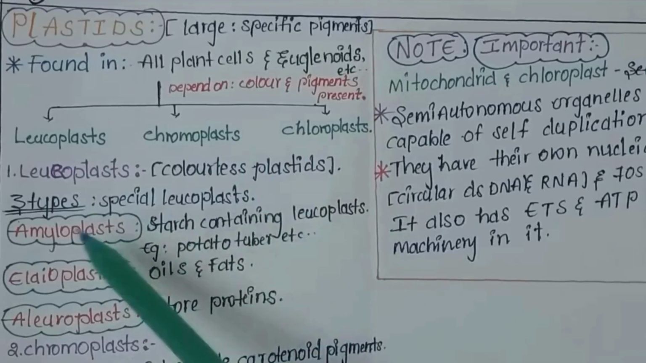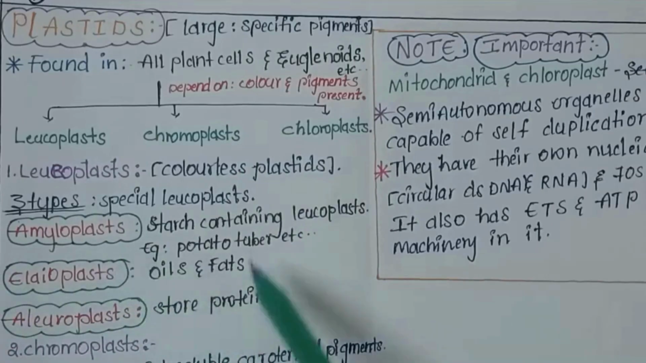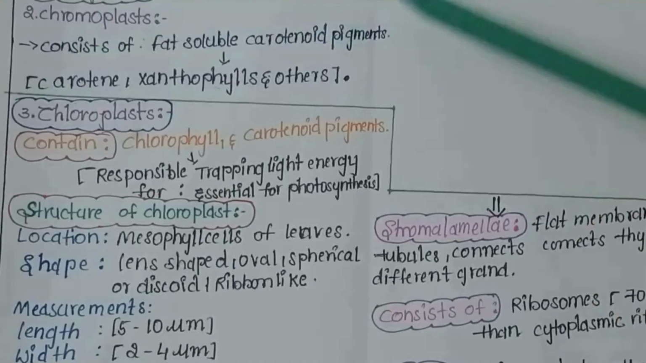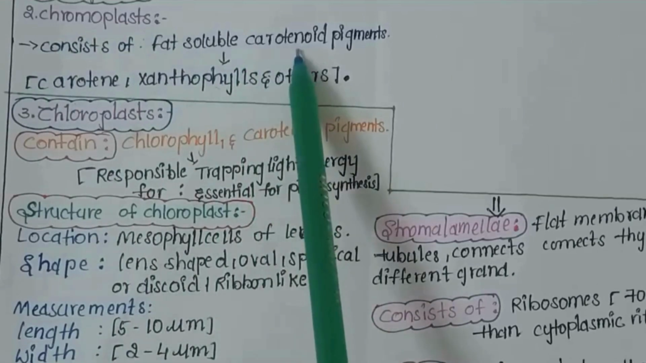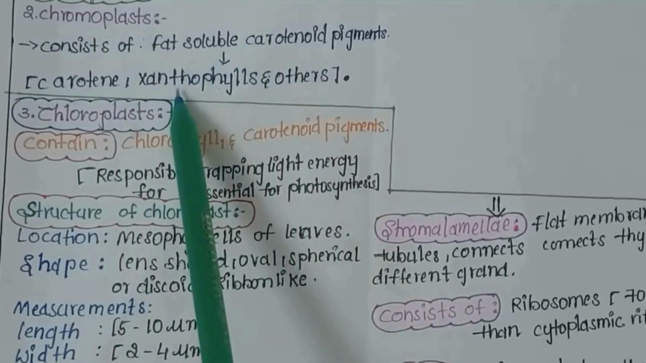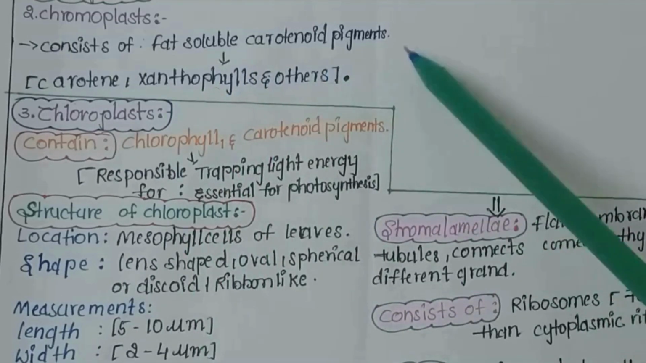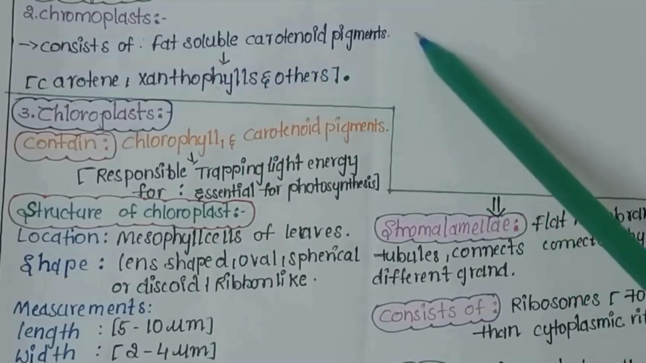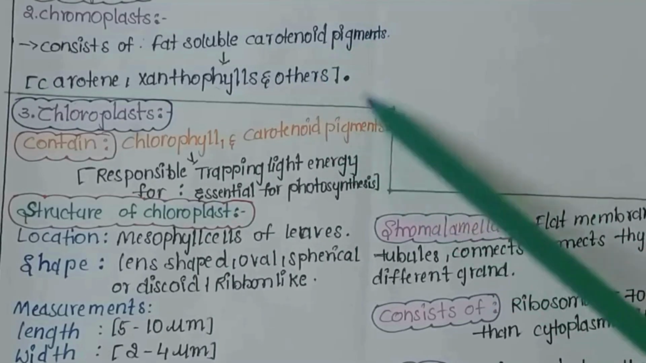These are of 3 types: amyloplast, which contains starch, example potato tuber; elaioplast, which stores oils and fats; aleuroplast, which stores proteins in them. Coming to the chromoplasts, these consist of fat-soluble carotenoid pigments like carotene, xanthophyll, etc. These produce colors like yellow, orange or reddish orange in the ripening fruits, because here the chloroplasts are transformed into chromoplasts, which give colors to the ripening fruit.